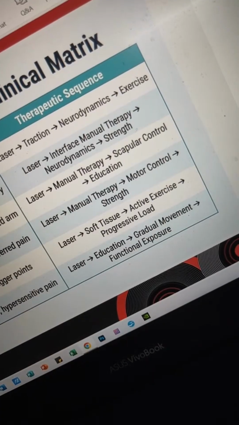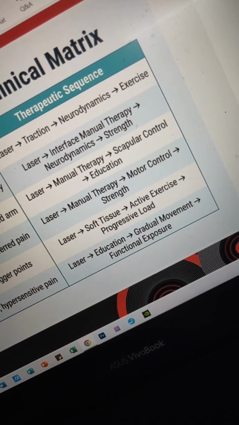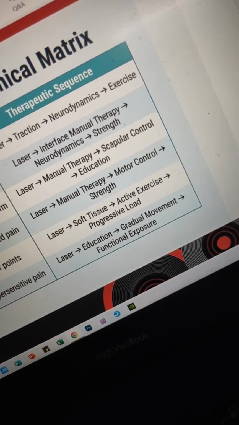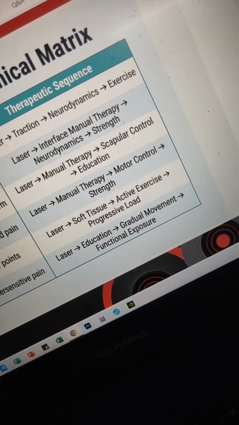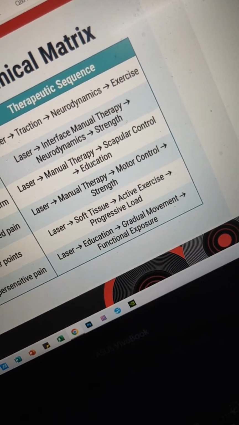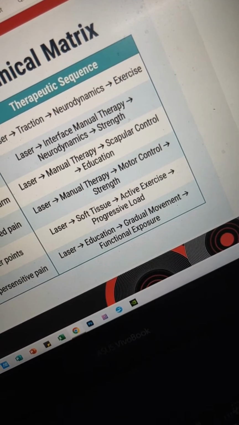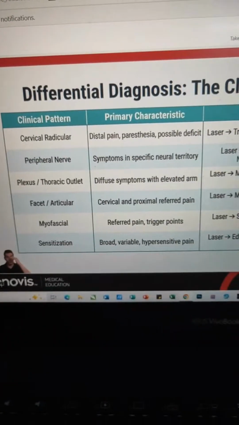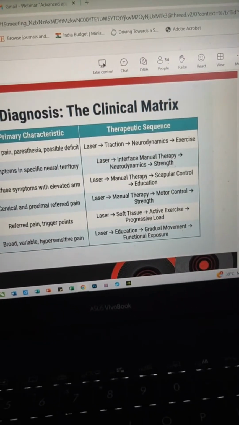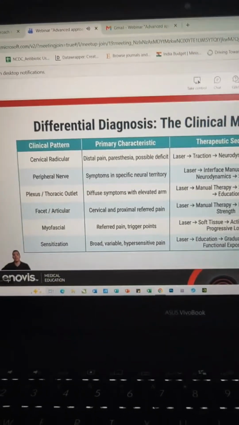Still need to consider the sensitized patient, where the priority will always be to reduce the sense of threat, educate in order to gradually regain movement, and progress in a progressive manner towards that functional exposure. These sequences always refer to common patterns, but they must be adapted to the individual response of each patient. They're not always 100% like this. They're what we usually tend to see.